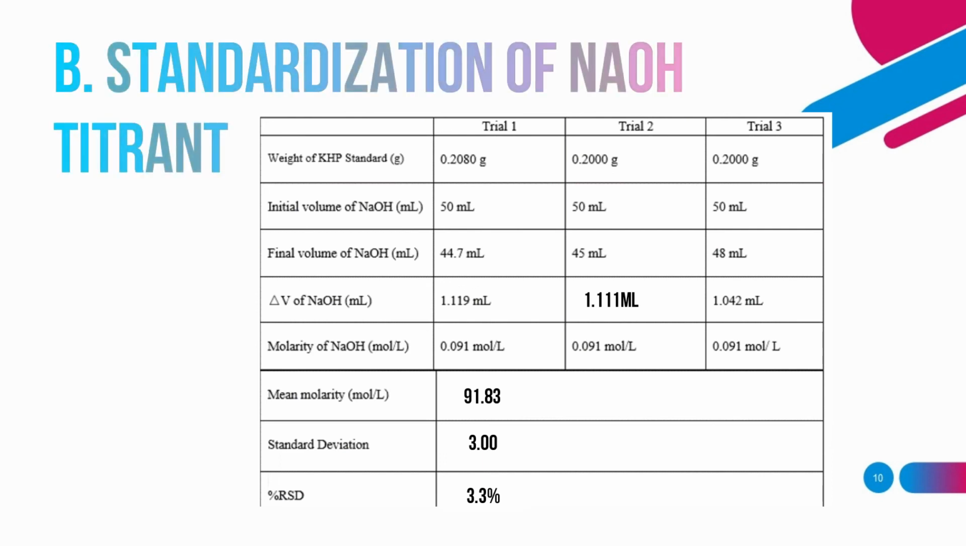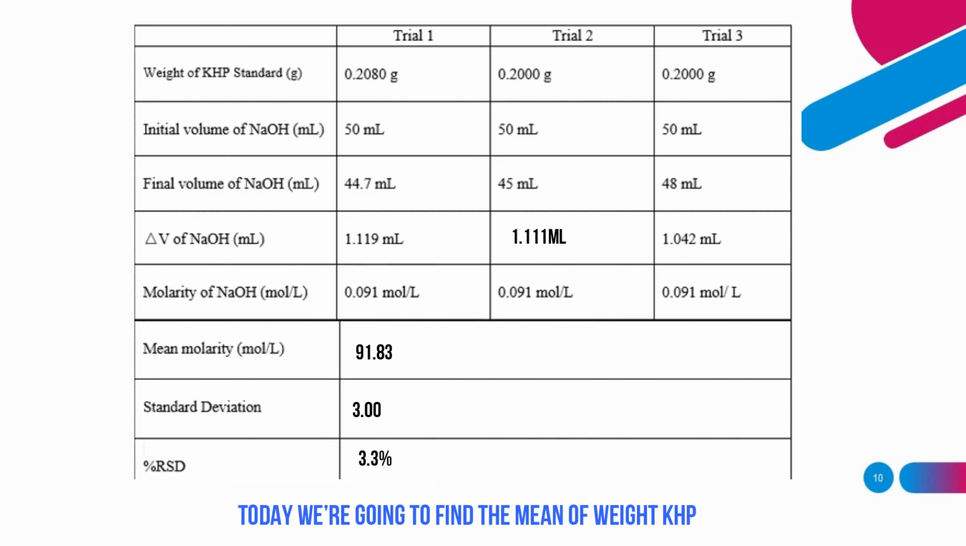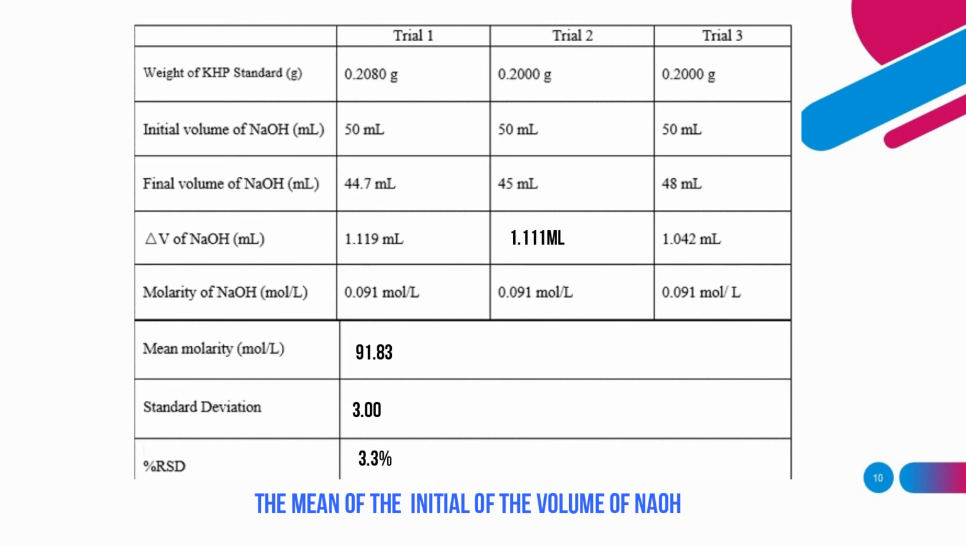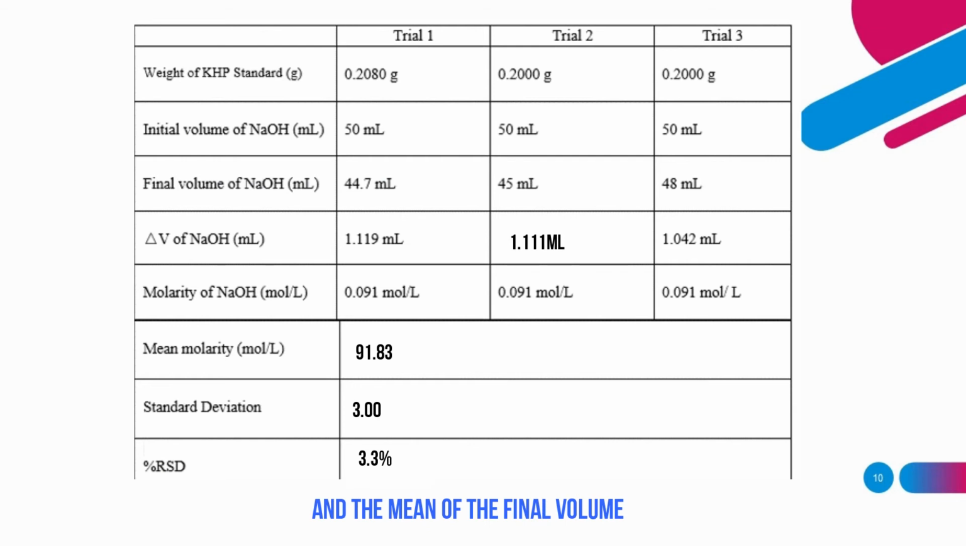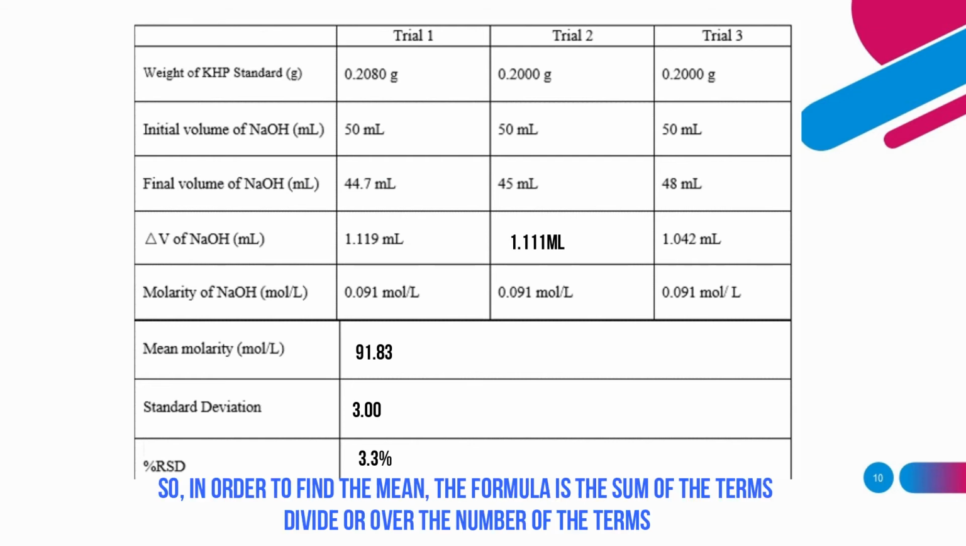For letter B, the standardization of NaOH titrant, today we're going to find the mean of the weight of KHP, the mean of the initial volume of NaOH, and the mean of the final volume. In order to find the mean, the formula is the sum of the terms over the number of the terms.